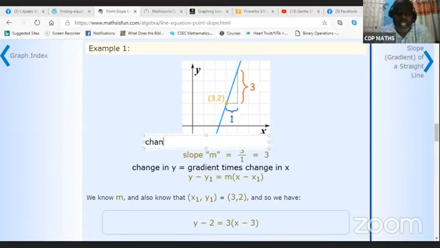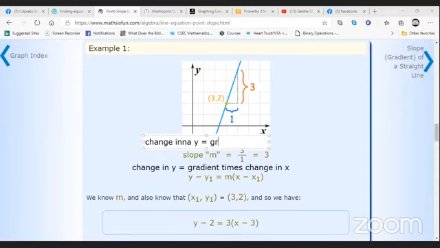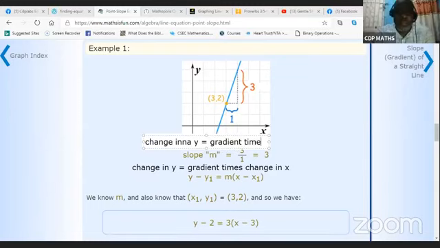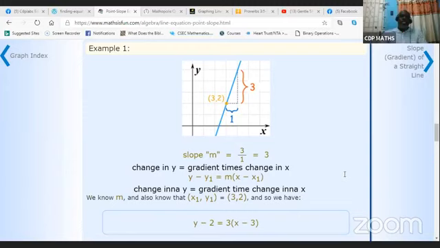So change in a Y equal gradient time change in a X. Yes, thank you, Tangini, for the Jamaican version. That's the Jamaican version there. Change in a Y equal gradient time change in a X. Point slope. Can't forget that one there.